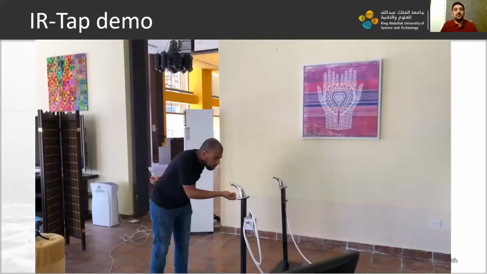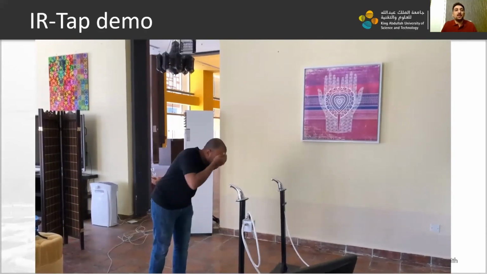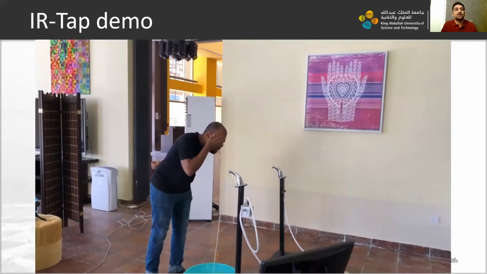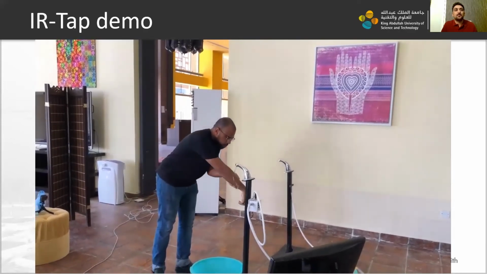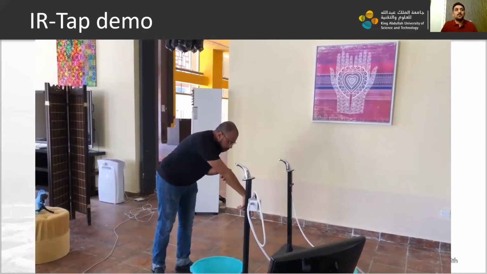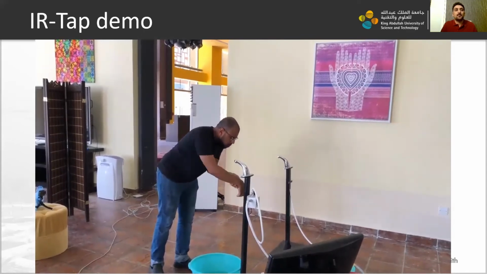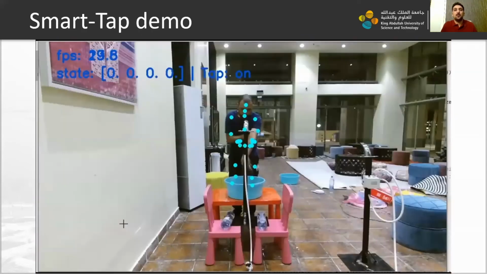This is the IR tap. You'll see how inconvenient it sometimes gets to turn it on, and the delay in turning it off. And here's our Smart Tap solution. We used the STGCN classification output to control the tap.